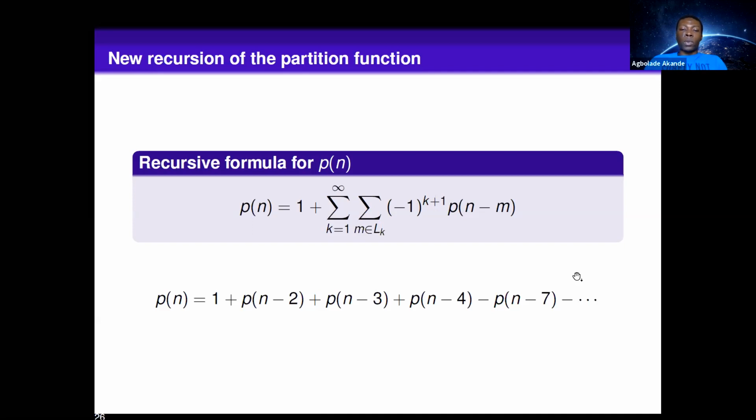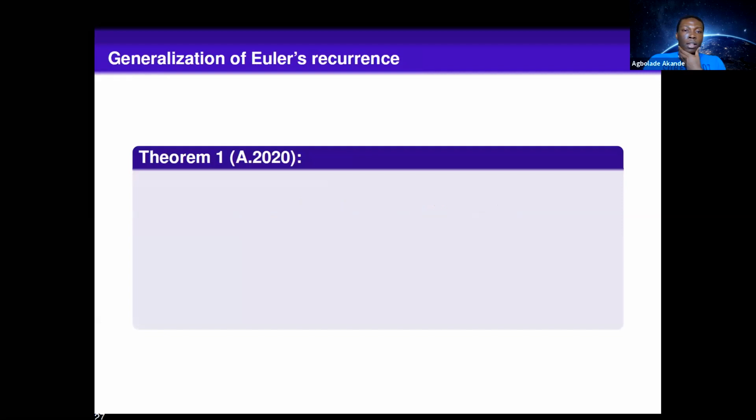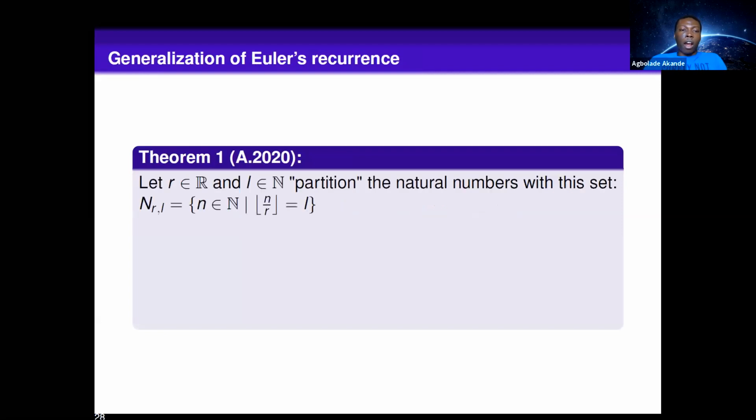Now that we have this, we talked about this more abstractly, so let's talk about this more directly. So I went on a more direct approach to find another recurrence for the partition function. So let r be a real number and l be a natural number. So let's partition the natural numbers with this set. We're gonna call this set N sub r,l, where n is a natural number and the floor function of n divided by r is equal to l.